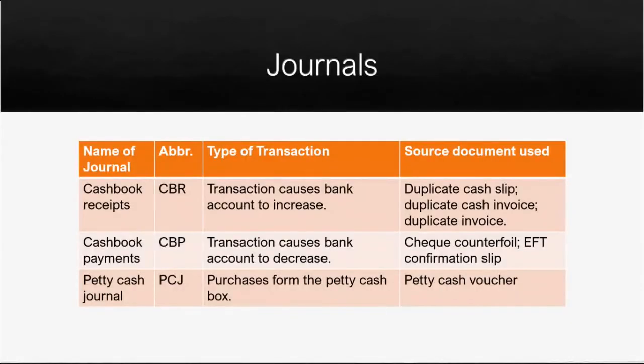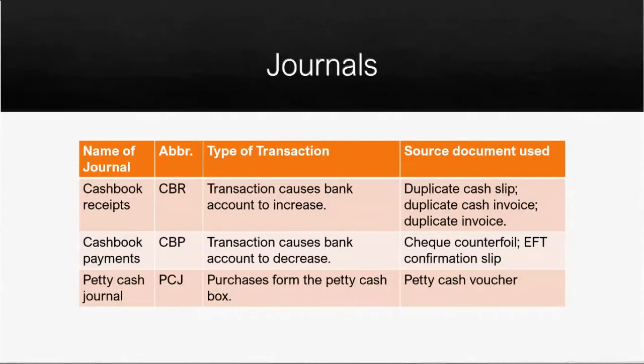Now, the type of journals that are very important in our accounting records. So I'm going to discuss all the journals, but the ones we are focusing on in this learning unit is just your cash book receipts, cash book payments, and your petty cash journals. Now you'll see I've given the abbreviation. That is the abbreviation you use when you do the journal folio number. You do not use a different abbreviation. It will be marked incorrectly.